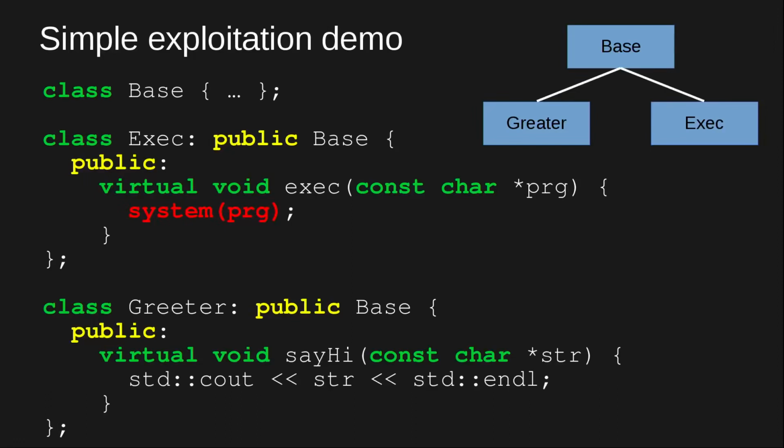So that sounds pretty reasonable, right? There's no way that a programmer would confuse exec and say hi, because the functions have different names and there's no way for us to confuse it, right?